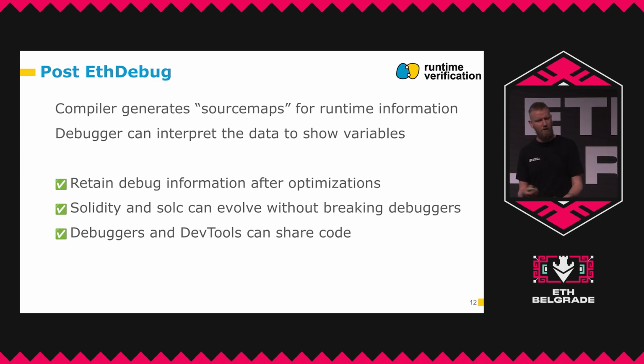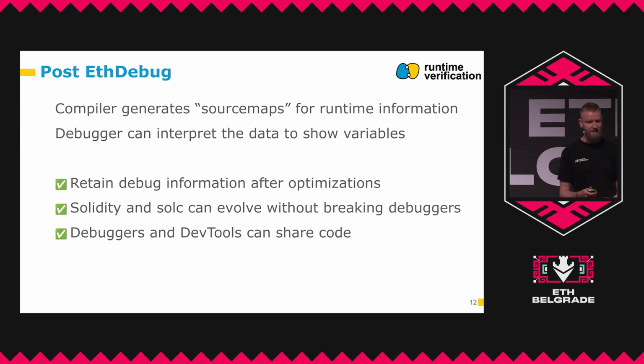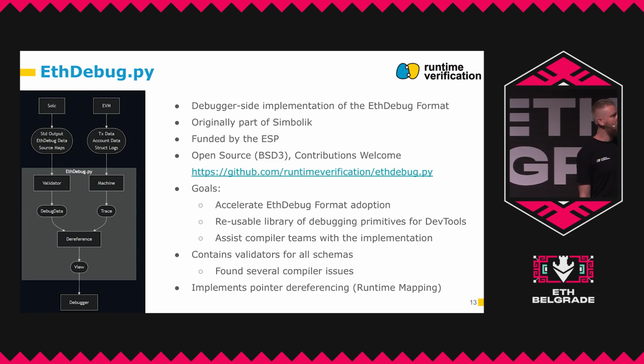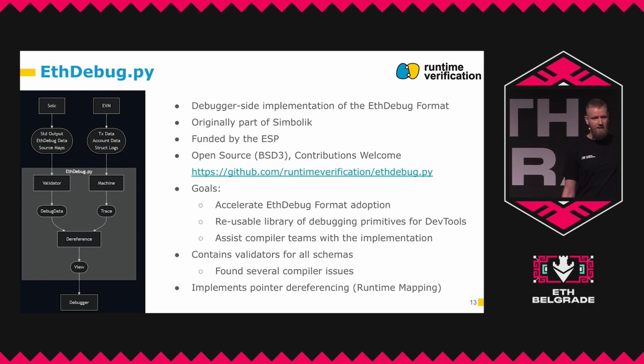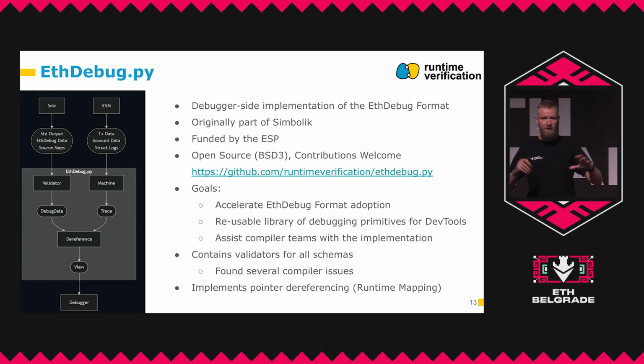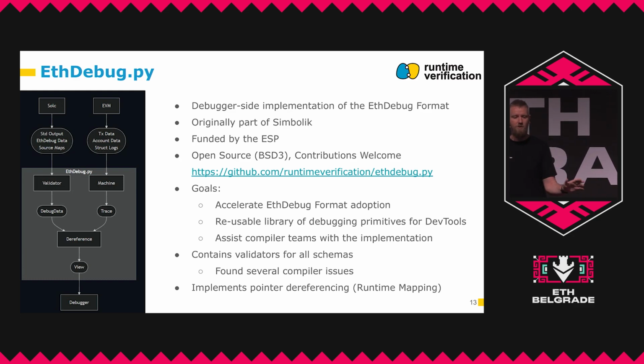And now you're wondering, okay, why should they do this? Aren't they competing with each other? And who would do that? And the answer is, well, we do at Runtime Verification. So we've implemented a library that's called ETHDebugPy. It's a Python library, and it's a complete implementation of the debugger side of the ETHDebug format. Everybody can use it. It's complete. It's free and open source.